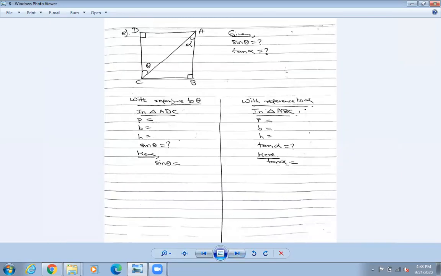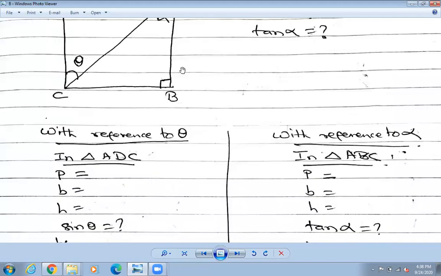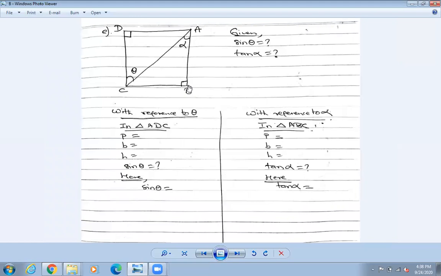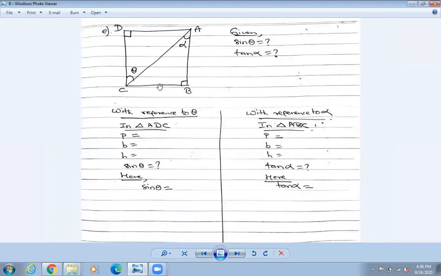Okay, so this is our question again. In E, there are two triangles again. Let me zoom in a little bit, up to this much, because it is cutting the value. Now there are two triangles: there is theta and there is alpha. For theta, what is the question? Find sine theta. For alpha, what is the question? Find tan alpha. Let us do theta first.